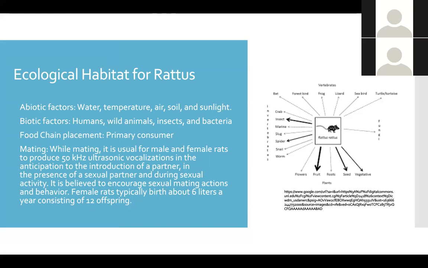While mating, it is usual for male and female rats to produce 50 kilohertz ultrasonic vocalizations. This is something that they do in anticipation of the introduction of a partner, in the presence of a sexual partner, and or during sexual activity. This is believed to encourage sexual mating actions and behavior. A fun fact is that female rats typically birth about 6 litters a year, which would consist of 12 offspring or more, depending.